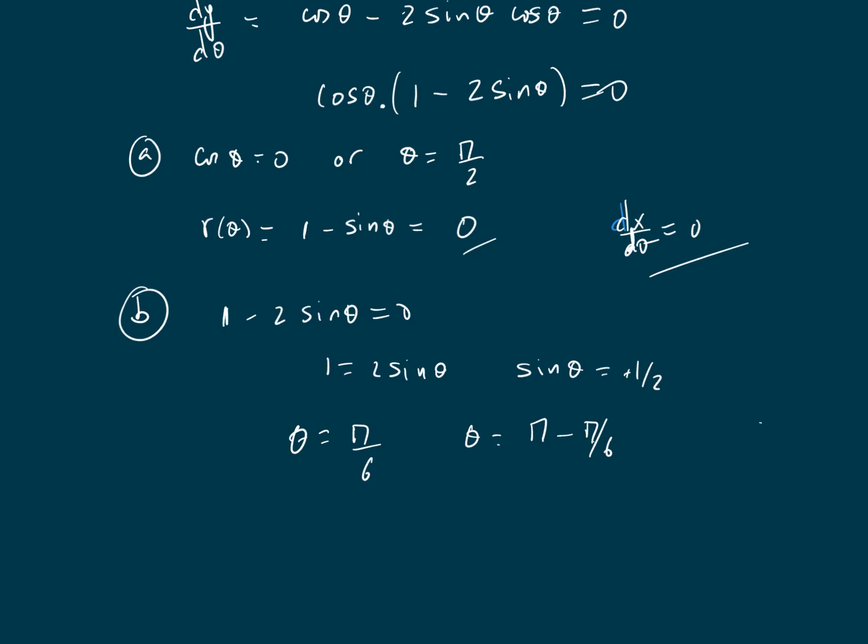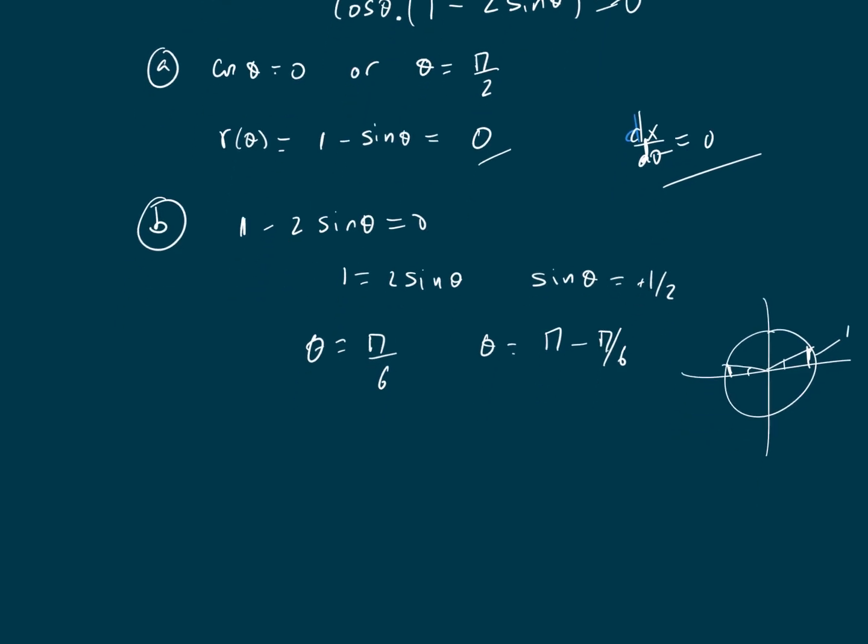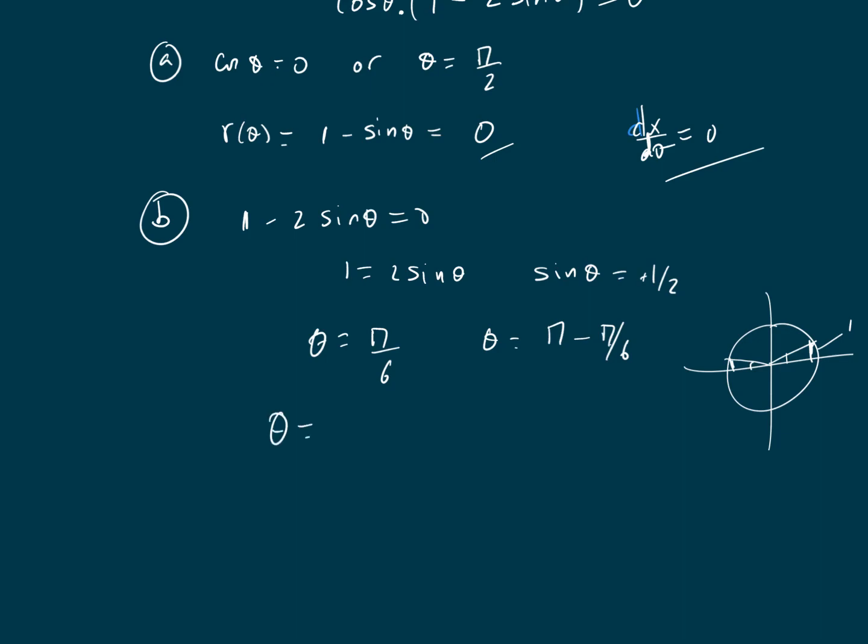These 2 points: when theta equals pi divided by 6, sine of theta is 1/2, and pi minus pi divided by 6 also gives 1/2. So the 2 cases I have to consider are theta equals pi divided by 6 and theta equals pi minus pi divided by 6. But pi can be written as 6 pi divided by 6, so this is 5 pi divided by 6. These are the 2 cases.